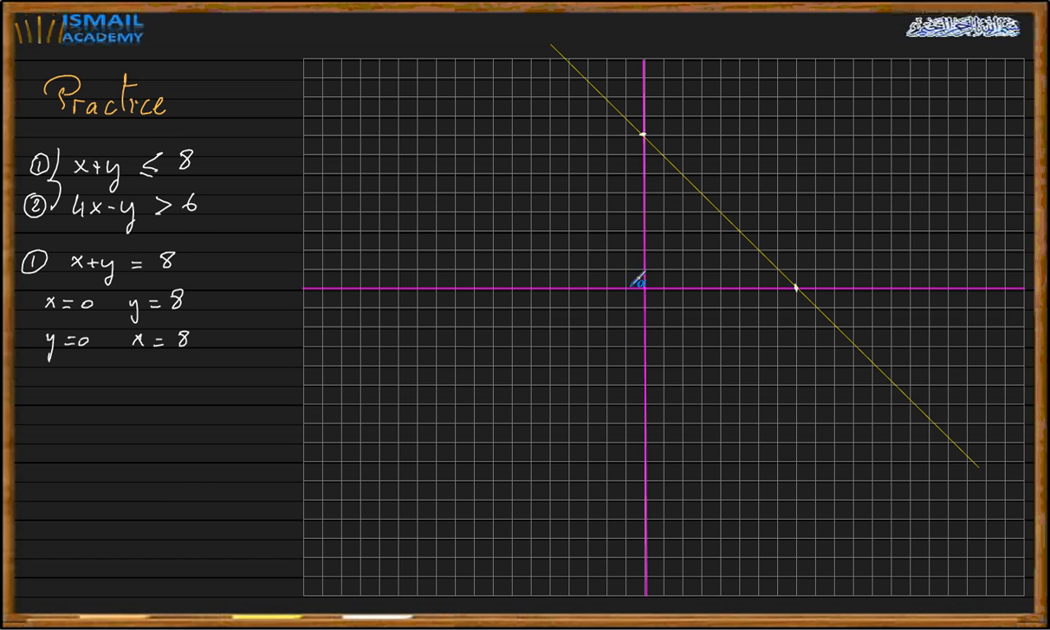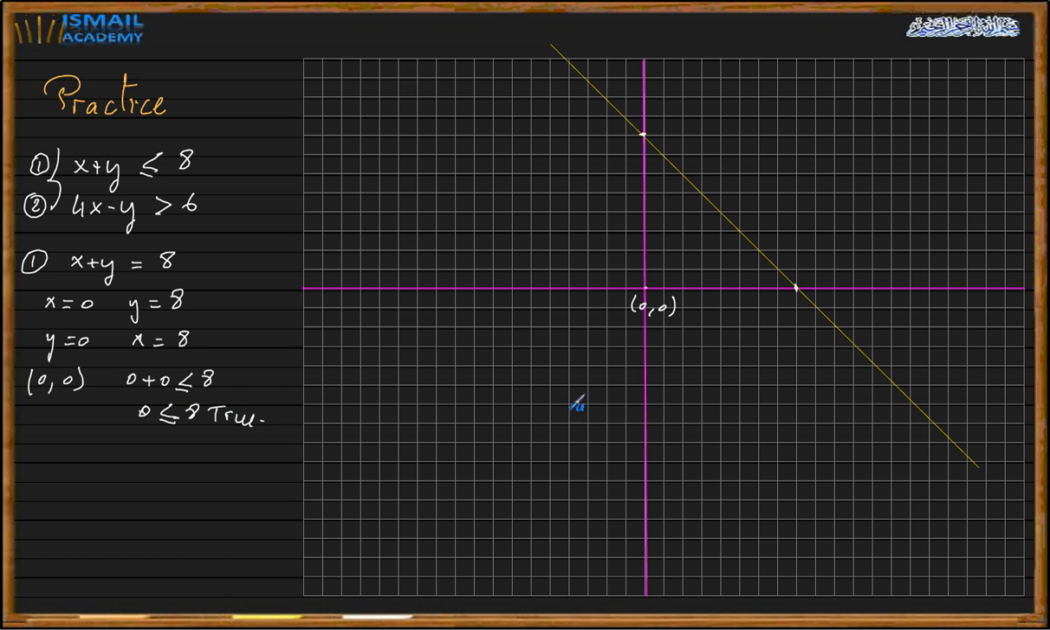So I'm gonna pick the point 0, 0. It's a good point. So I'm plugging 0, 0 into the inequality. So we have 0 plus 0 is less than 8, which means 0 is less than 8. This is true.